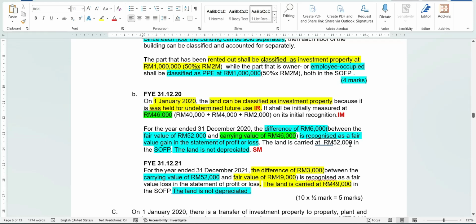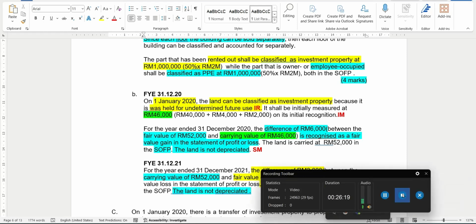Right, so that was the case for the first part, part B there. That gives you five marks. I will just stop with this for a while, and I will continue with other questions after this.